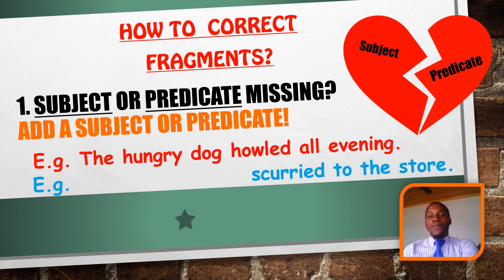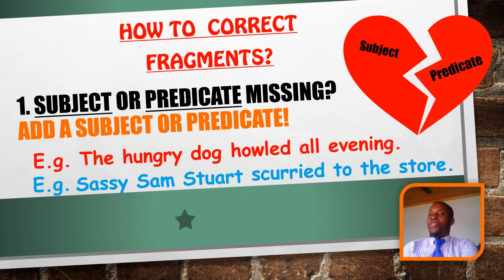How about this one? Scurried to the store. Hmm, scurried is a verb, and so that must mean that I'm missing my subject. Yes, who scurried to the store? And I've added, Sassy Sam Stewart scurried to the store.